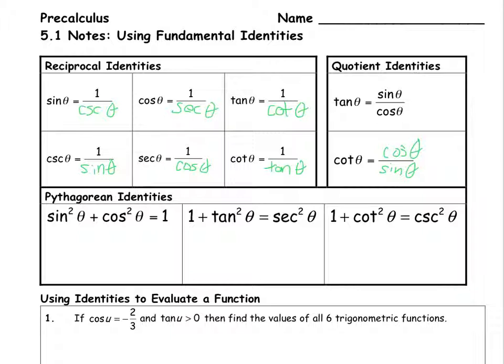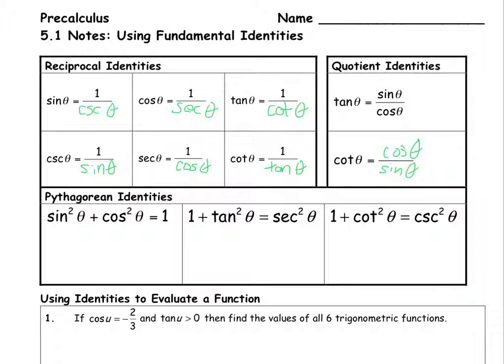Sine squared theta plus cosine squared theta equals 1. Radius is 1. Sine theta represents the y value. Cosine theta is the x value. So x squared plus y squared equals r squared. It is the basic equation of a circle.